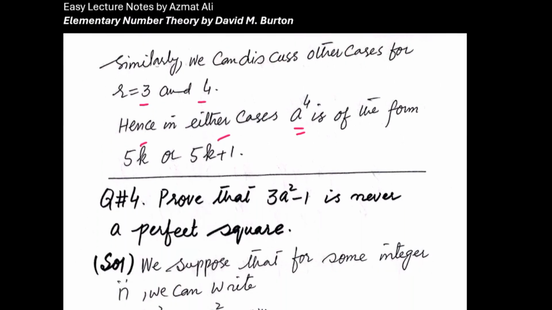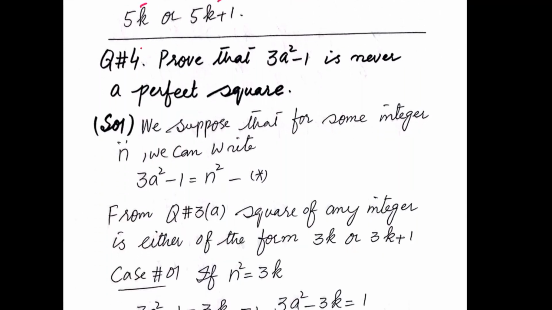Next, question number 4. This is a very nice question. In this question, we have to prove 3a^2 minus 1 is never a perfect square. You can take any a here. For example, if you take a is equal to 1 here, your number is 3 into 1 square minus 1, which is equal to 2, and 2 is never a perfect square. Similarly, if you take integer a is equal to 2, this gives 3 into 2 square minus 1. 2 square is 4, 4 times 3 is 12, 12 minus 1 is 11, 11 is not a perfect square.